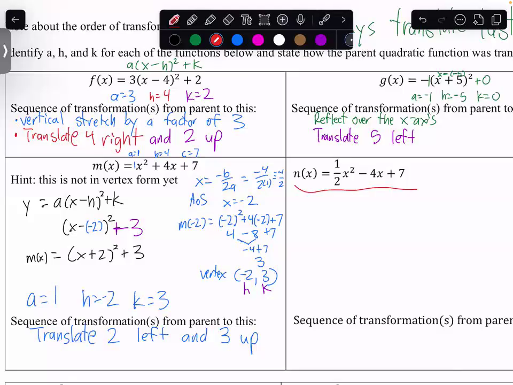1 half is not the same as 1 plus 5. It's not 1.5, it's just 1 half. So yeah, 1/2.